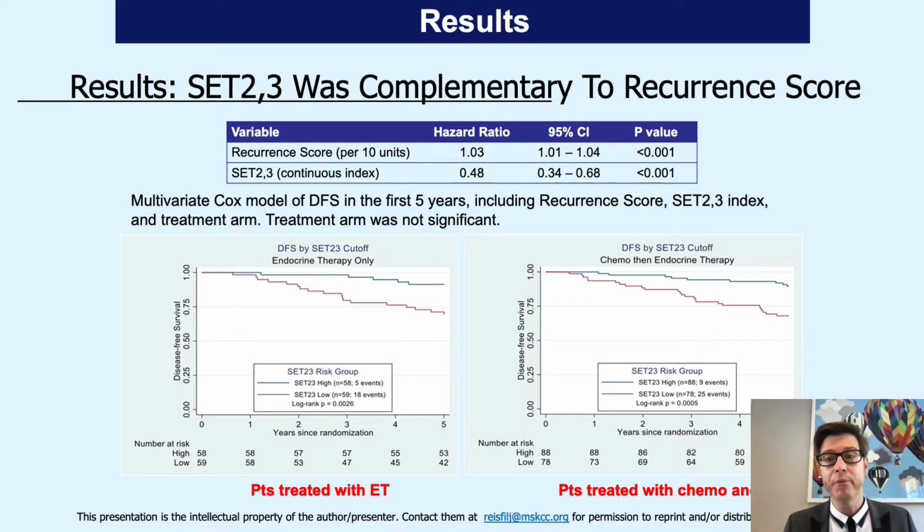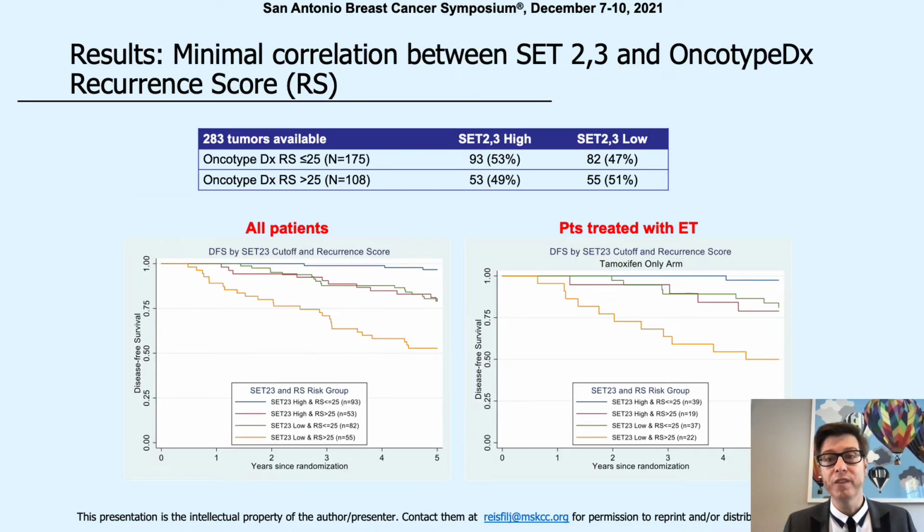Importantly, a multivariable survival analysis revealed that not only the SET index was an independent prognostic marker, but so was Oncotype DX. Hence, they combined the two signatures and then asked how the outcomes of these patients look. And they observed that patients with a SET index high, Oncotype low had an excellent outcome, the blue curves, whereas in the yellow curves you can see the patients who were SET index low, Oncotype high. And the patients who had a mixture of the two signatures actually had an intermediary outcome.